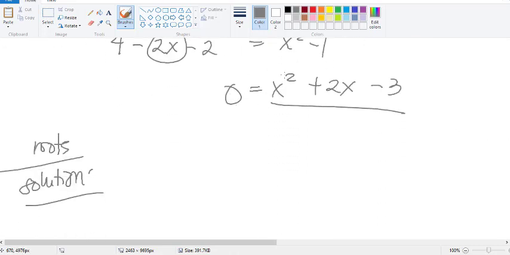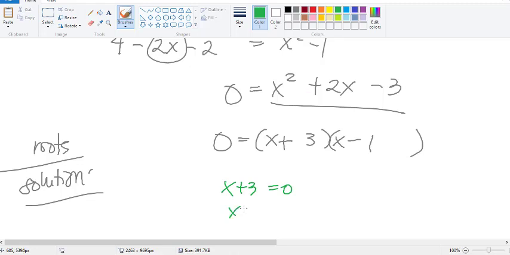So, now that we have the simplified form, kailangan natin makuha yung values ng x. So, ano ang factors ng negative 3 na pag i-add mo siya magiging positive 2? It's 3 at saka 1. Tama ba? I think that's it. So, how are we going to solve for this one? X plus 3 is equals to 0. X is equals to negative 3. X minus 1 is equals to 0. X is equals to positive 1.